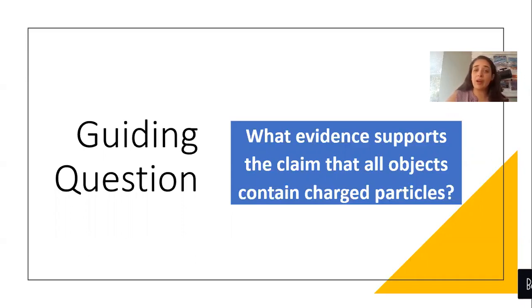And then we're going to compare our findings to what scientists have found before. Remember, we want to use the evidence that we gather to support a claim that all objects contain charged particles and that these charged particles affect the behavior of the objects surrounding them. All right? So today's guiding question is going to be, what evidence supports the claim that all objects contain charged particles? And so the aim for today's class is going to be to focus on answering this one question.